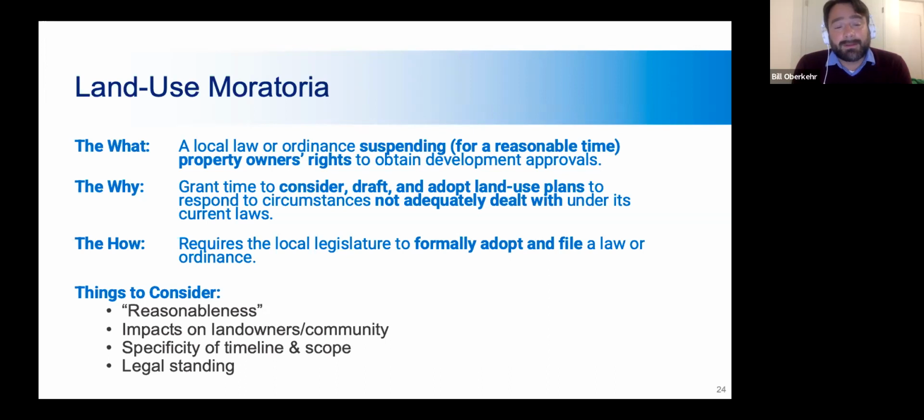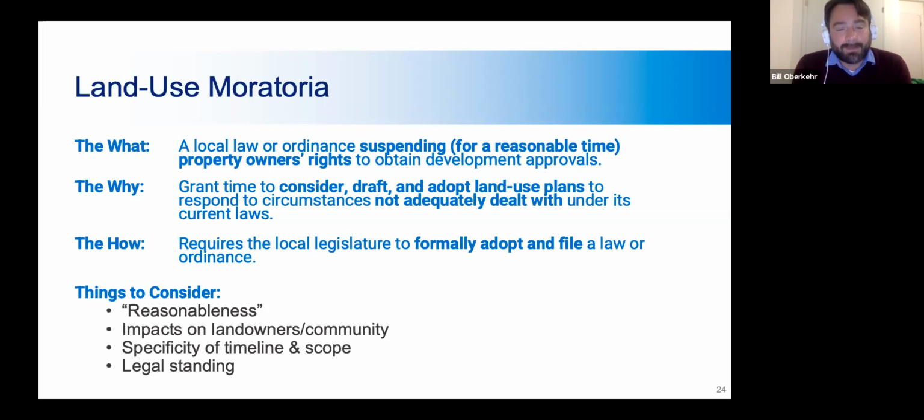Another important thing to consider is the impacts on landowners and the community. So what a moratorium is, it's a suspension of property rights, basically. And that can certainly, depending on the community, have some pretty profound impacts on members of that community for all sorts of reasons. But important to consider that is in effect what you're doing, is you're suspending property rights.